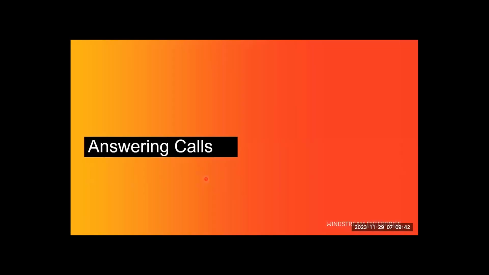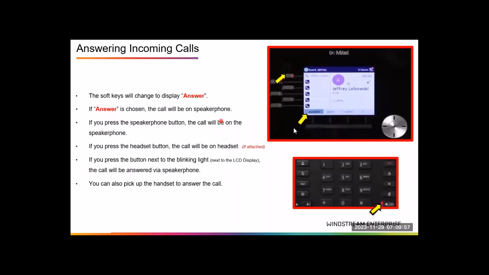Now, how about for answering calls? Since your phone has or will have 3 default line appearances, that also means that you can answer multiple calls at the same time. So if a call comes into your phone, you can actually receive or answer those calls using the following options, these arrows here. And if you're going to use any of these options, the call will be connected via loudspeaker.